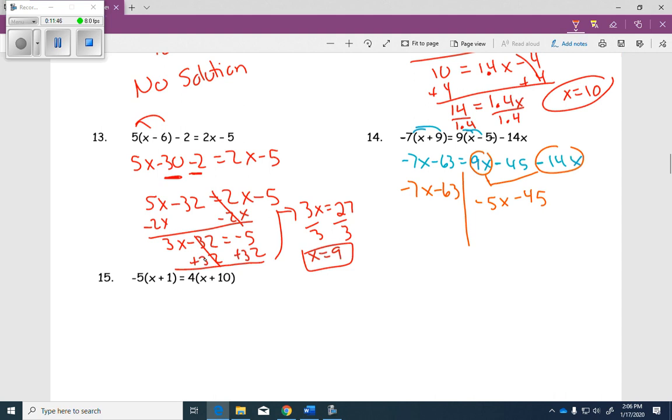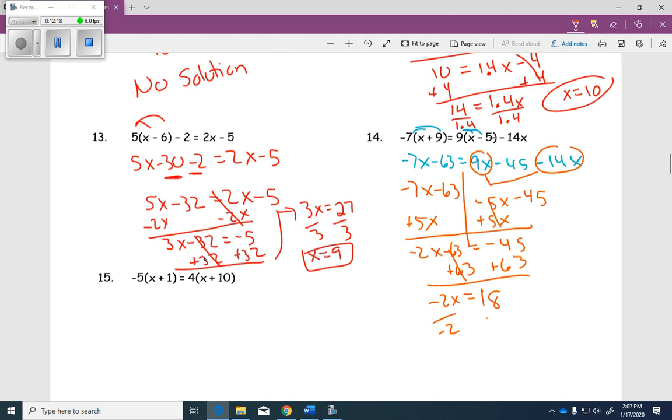And now, oh no, I'll add 5x. So I have a negative 2x minus 63 equals negative 45. I'll add 63. Negative 2x equals 18. Yeah, it's an 18. Divide both sides by negative 2. So x equals negative 9.